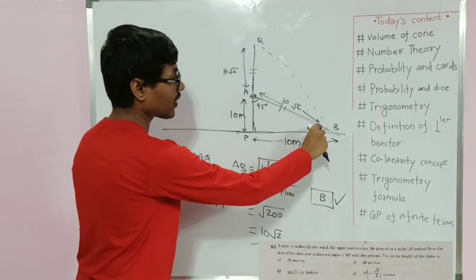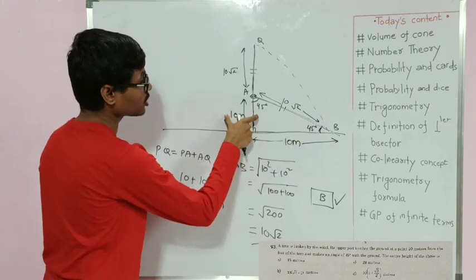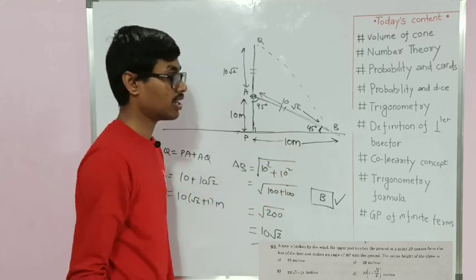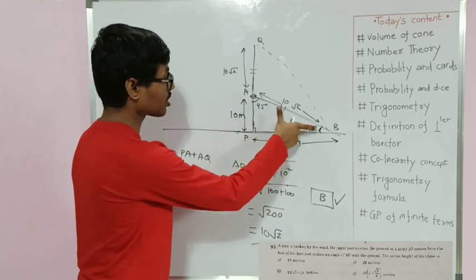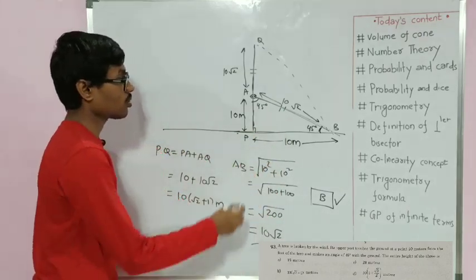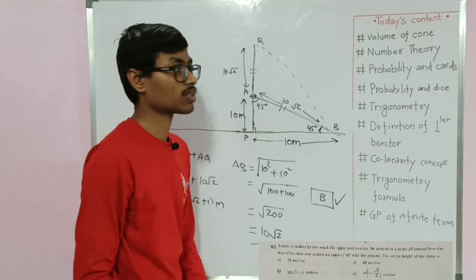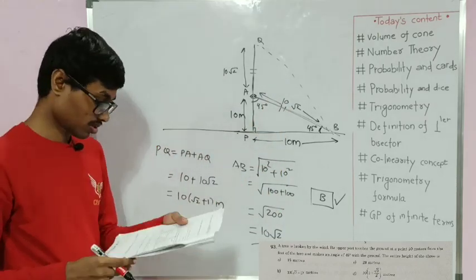If it is 45 degree, tan 45 is 1. Tan 45 is 1 means opposite side by adjacent side is 1. So opposite side is equal to adjacent side. That only we have done by the isosceles triangle concept. Now this is the most beautiful application of trigonometry. Now you have to note this solution.